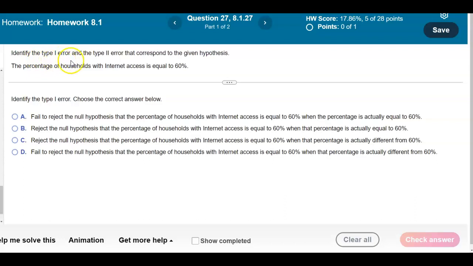Identify the type 1 error and the type 2 error that correspond to the given hypothesis. The percentage of households with internet access is equal to 60%. We want to identify the type 1 error and then choose the correct answer below.